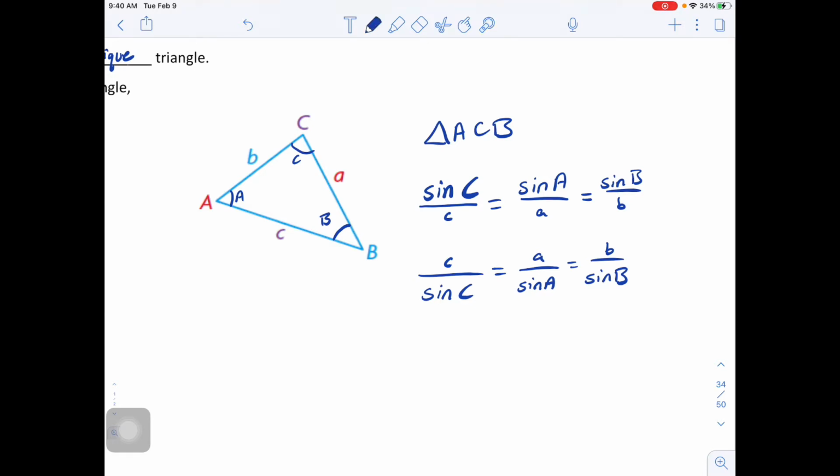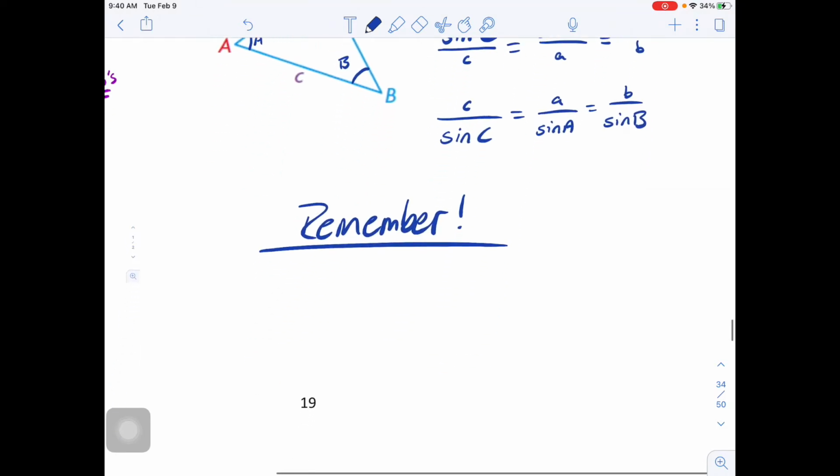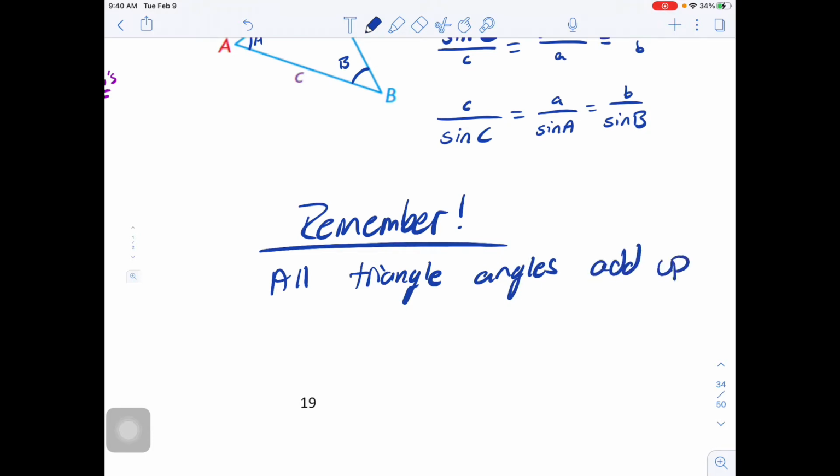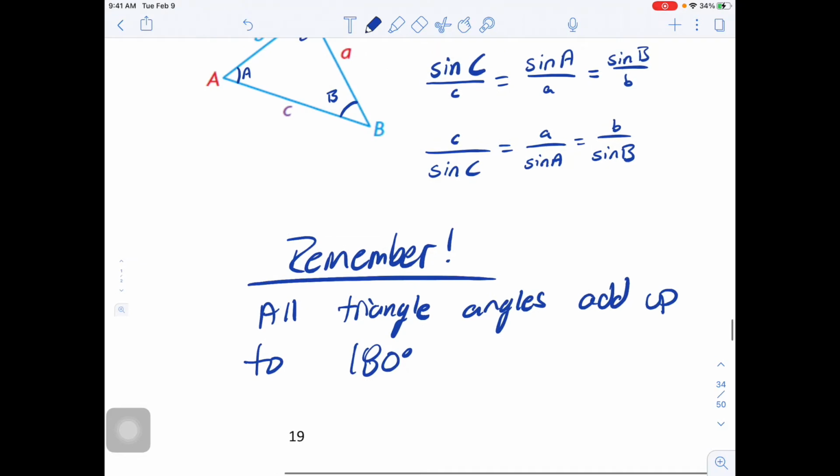Something else I want you to recall and remember is that this is true for all triangles. All triangle angles add up to 180 degrees. So angle A plus angle B plus angle C equals 180 degrees.